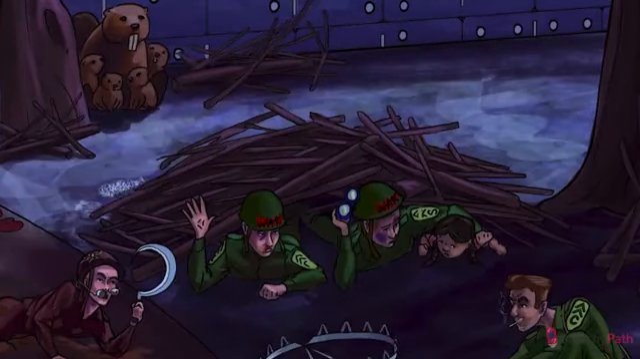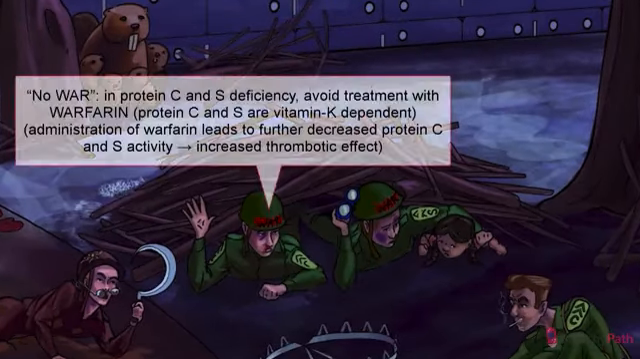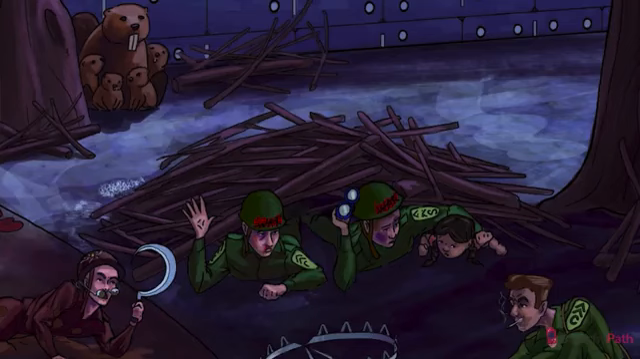Treatment for a DVT in these patients is mostly identical to that of the general population, with one important exception: no warfarin for anticoagulation. Why, you ask? Recall from Sketchy Farm that warfarin is a vitamin K antagonist, which inhibits the vitamin K-dependent clotting factors 2, 7, 9, and 10. The problem is the anticoagulant protein C and S are also vitamin K-dependent.